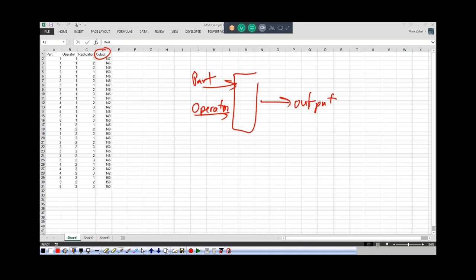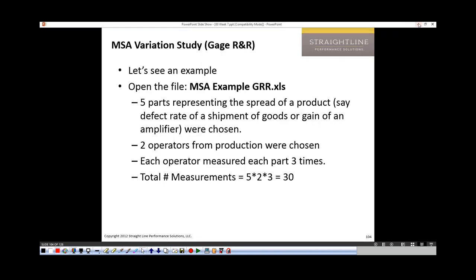Now, two things can happen here. I can look and I can find operators have problems with all the parts, or I could look at something and I find maybe one operator has problems with one of the parts or multiple parts or whatever. So there's a number of different things I can find. Let's just take a look and see what we can with this analysis.